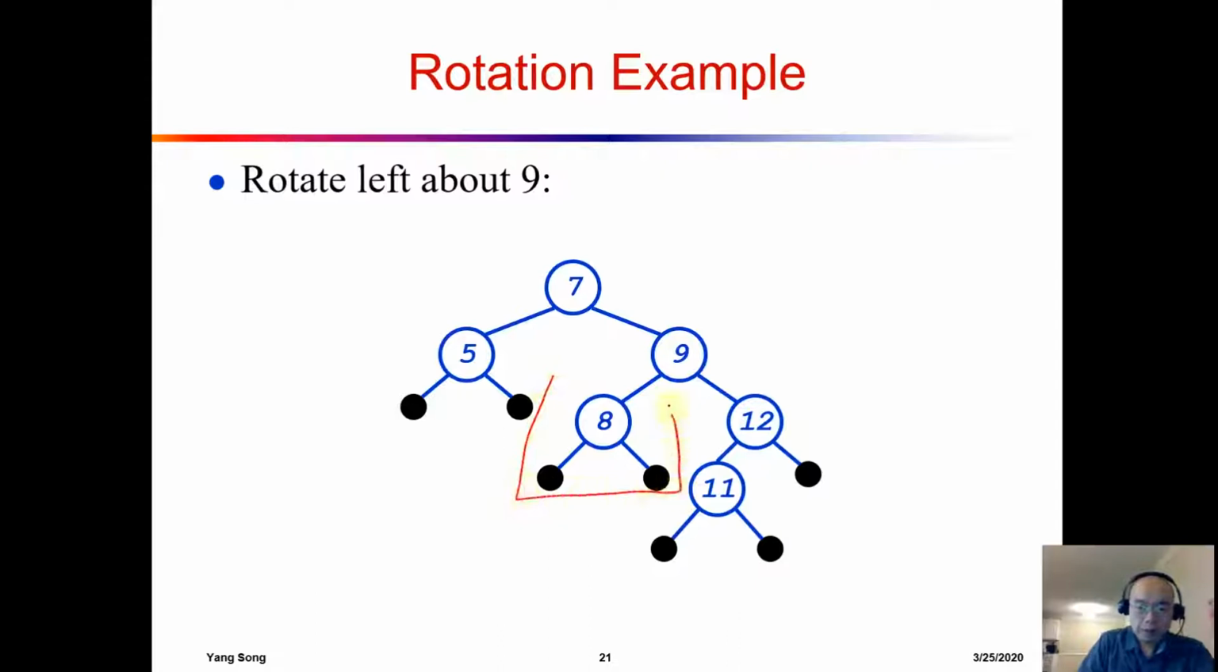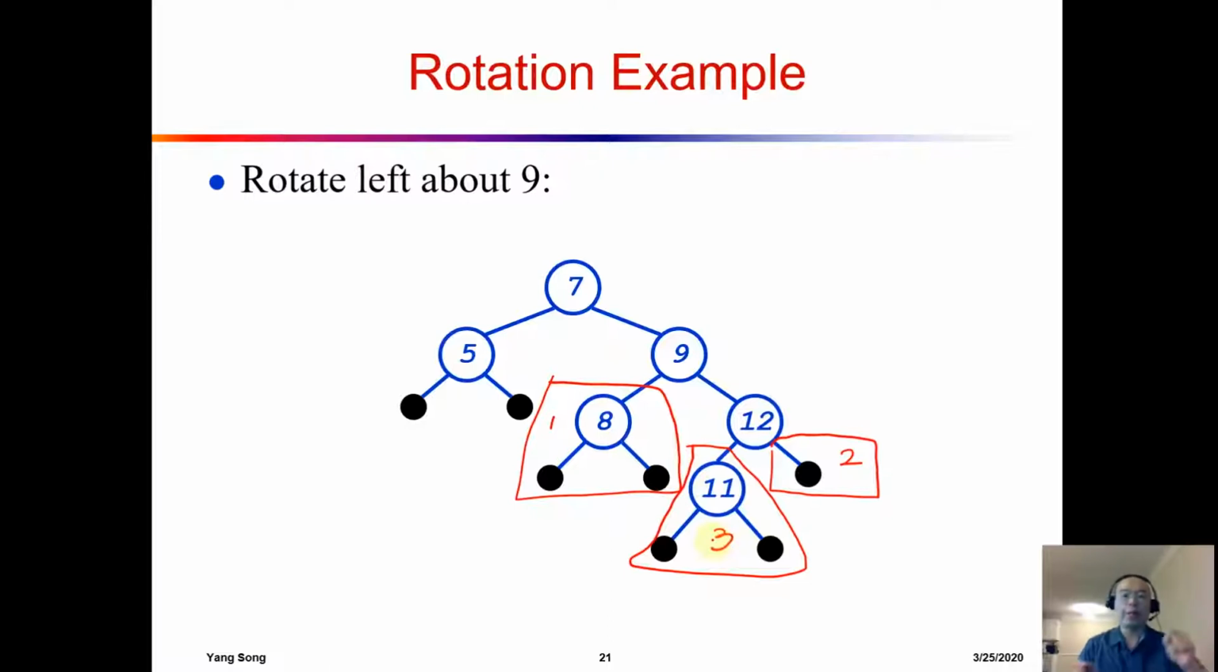Okay, the first part is this one. I call that box 1. And this part, the right subtree of 12, I call that box 2. And 12's left child, which is 11, and the subtree here, I call that box 3. Okay, so I'm only touching 9 and 12 because I'm doing a left rotation. However, I'm not paying any attention to 8, 11, or the box 2. I'm just calling them box 1, box 2, and box 3.